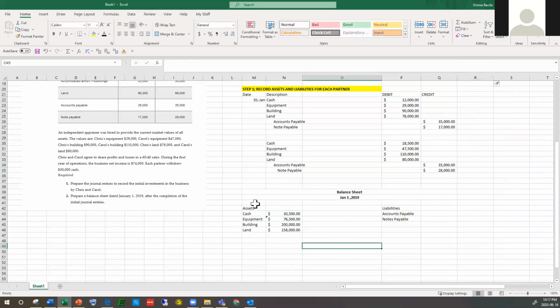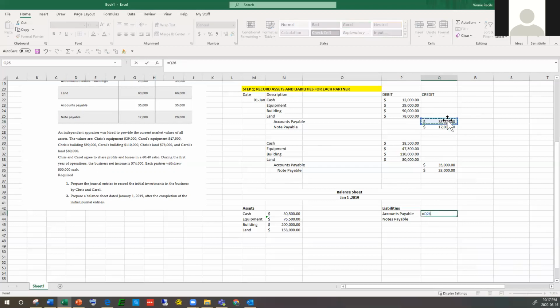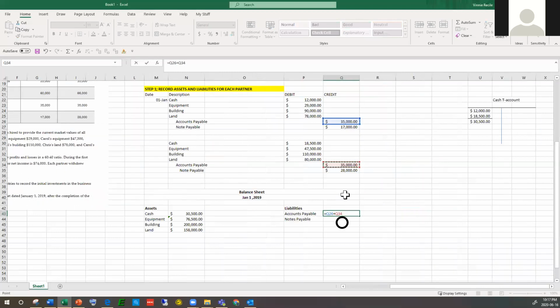So same thing for the liabilities. We have assets, we have liabilities. We're now going to go over and add up the credit balances on the liabilities as well. So for accounts payable, we have 35,000. Let's go back and correct that. We have 35,000 plus we have the 35,000. Pretty straightforward.